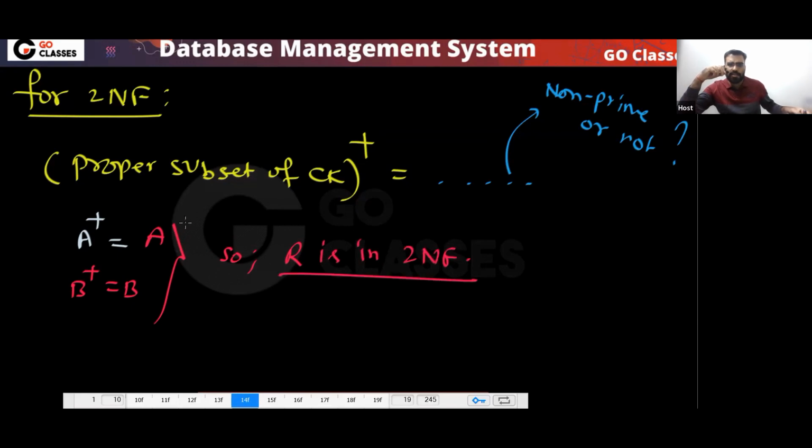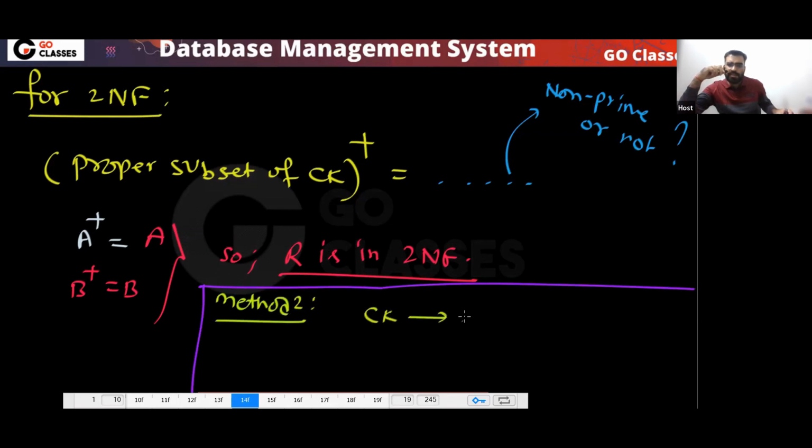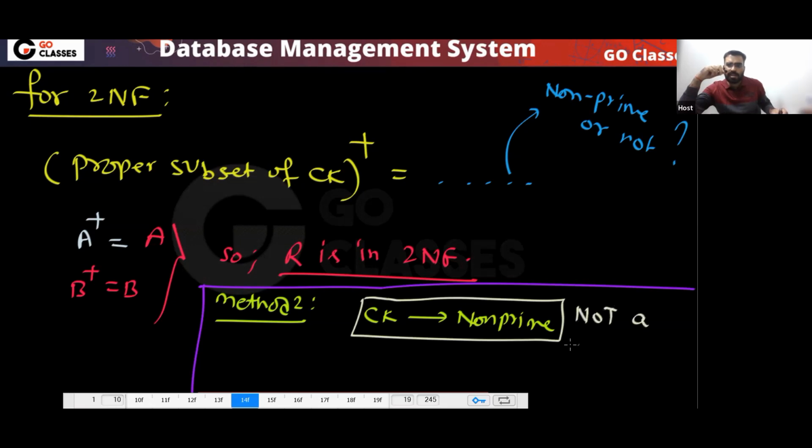There is no problem. Another method, method number 2: there is no such partial dependency, yes or no? A candidate key determining a non-prime attribute would be a partial FD in R. Is this clear? There is no such partial functional dependency in the relation R. This type of partial functional dependency we do not have. So I can say this is in 2NF.